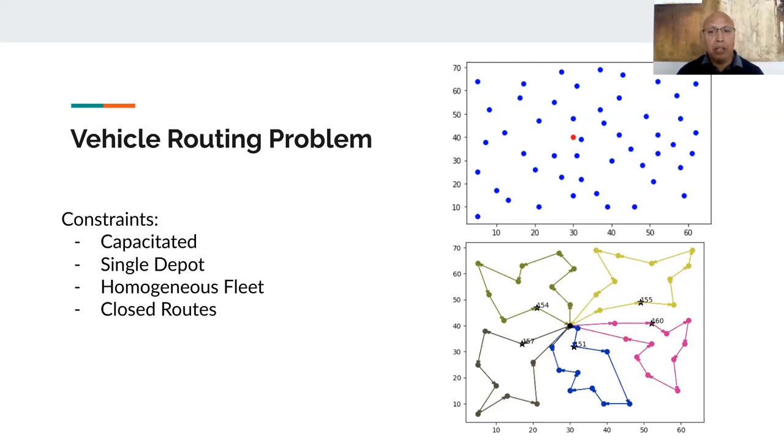The problem has many variants, so we focus our work on the specific case of the capacitated VRP. In our research, the constraints we selected to make the evaluations are one single depot, a fleet with homogeneous capacity, so we focus on the route improvements rather than the allocation of the capacity of the vehicles themselves, and closed routes, which means that all the routes end at the depot.